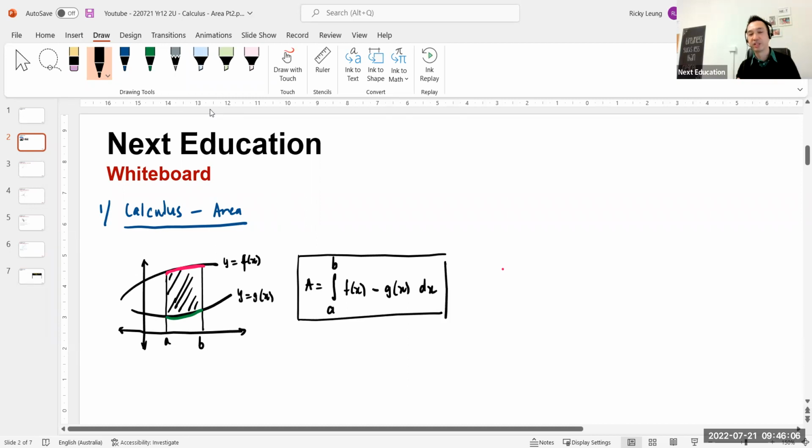So some teachers give this formula and kids aren't really clear what it is, so just be absolutely clear in this space here. This guy here is the area of the pink. This guy here is the area of the green. We subtract it to get the one in the middle. Makes a lot of sense, guys. So that's the formula.